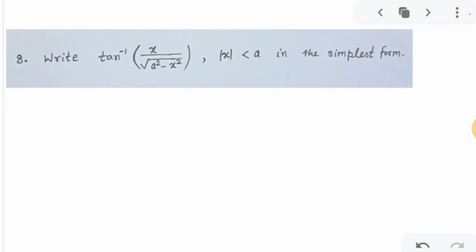Hello students, so in this video we will discuss few more important questions. The question is: write tan inverse of x divided by square root of a square minus x square in simplest form. So we have to write this in simplest form.